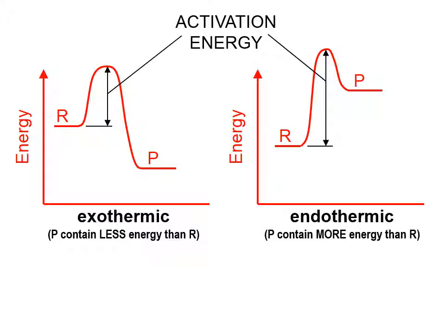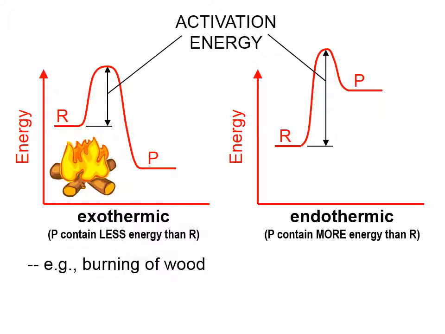It's like pushing a boulder down a hill. The boulder's at the top of the hill, it's motionless. You have to give it a little bit of a push, and after that it'll go on its own. That's what we're talking about with activation energy. Now, an example of an exothermic reaction would be the burning of wood, where energy in the form of heat and light is given off. And because there's heat given off, this would be an exothermic process.